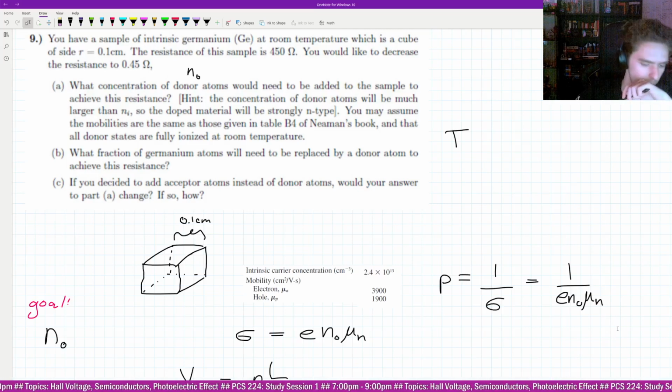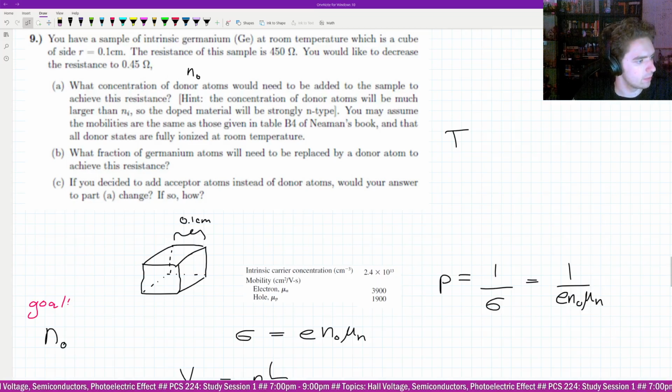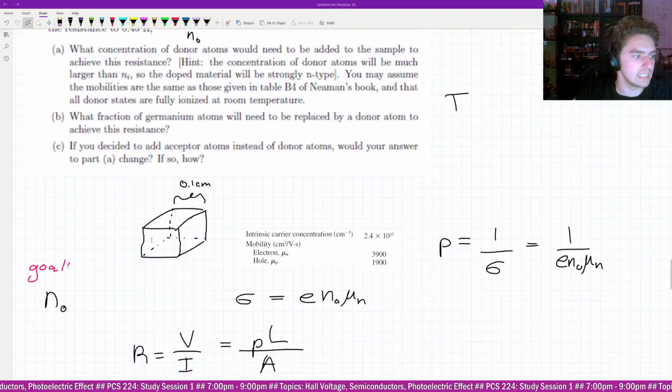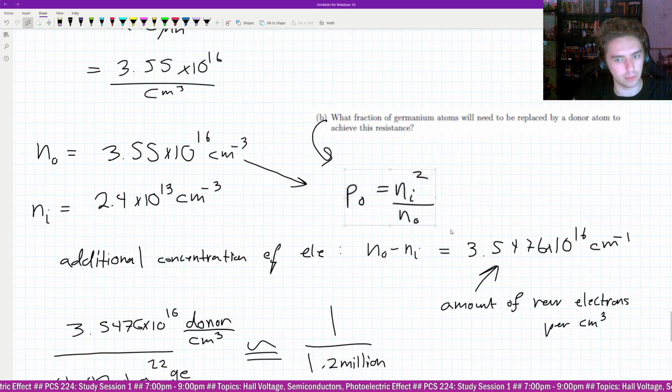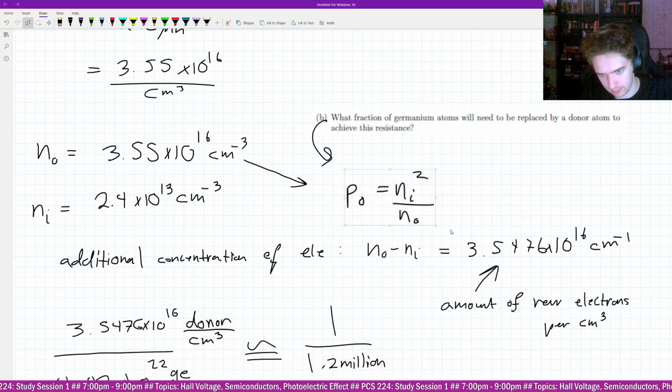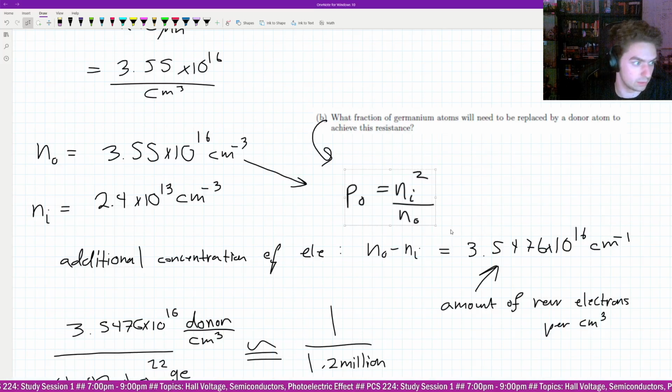Is there an answer for it, Adam? It just says the density of acceptors would be this, and let's see if that's what we get by doing this quickly. That would be 2.4 times 10 to the 13 squared over n0. Why are you doing that though? I'll explain in 1 second. Which is not what they got. Did I type it in wrong? 2.4 times 10 to the 13 squared over 3.55 times 10 to the 16. These are in centimeters and centimeters. Okay, so just never mind.